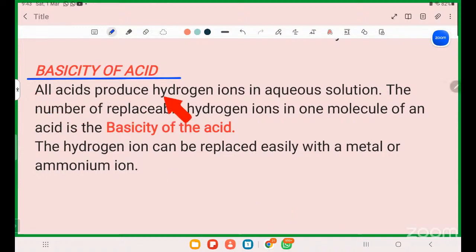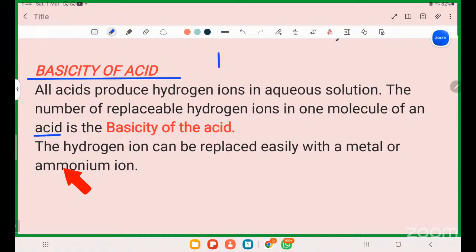All acids produce hydrogen ion in aqueous solution. So the number of replaceable hydrogen ions in one molecule of an acid is known as the basicity of an acid, okay?